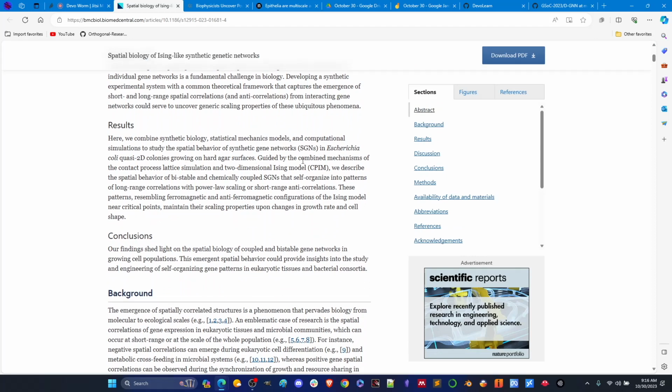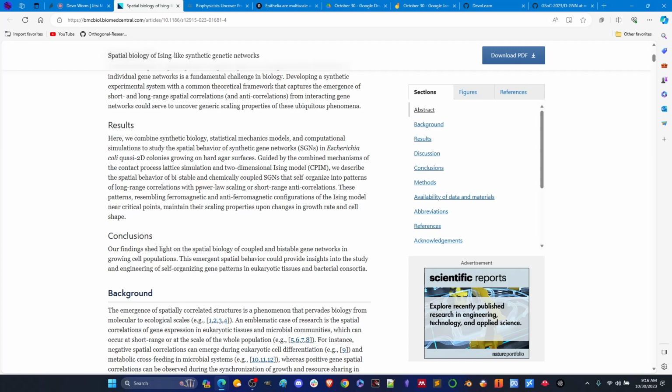And then this is guided by the combined mechanisms of the contact process lattice simulation. So they use a lattice simulation and then a two-dimensional Ising model, which they call CPIM. They describe the spatial behavior of bistable and chemically coupled networks. So the cells are chemically coupled, they're signaling each other. They're also bistable, they have different stable states. So the output can be like maybe one color or another color.